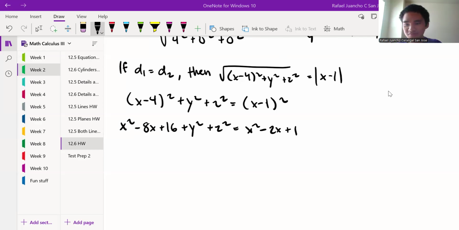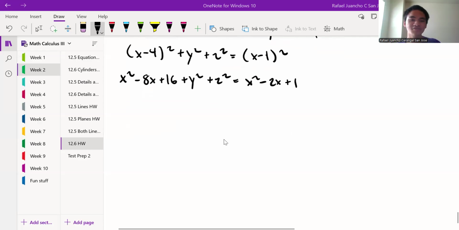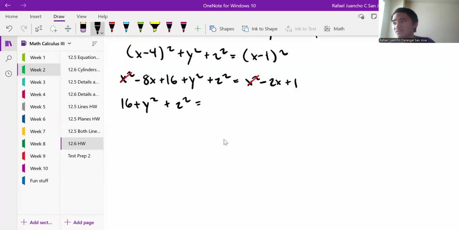Okay, yeah. I'm gonna admit that was a tough problem. Even in the textbook, we weren't asked to find an equation for a quadric surface, so that one's hard. But yeah, here we can just cancel. I guess I could put the x on the other side. So we have plus 8x. So I could say like, oh, 16 plus y squared plus z squared is negative 2x plus 8x. So that's positive 6x plus 1. Then I could subtract the 16, and then I get 1 minus 16, I get minus 15.